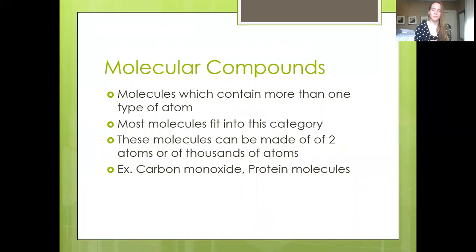Molecular compounds then are molecules that contain more than just one type of atom, so more than just one element. Most molecules will fit into this category. Sometimes they might only be made of 2 atoms and 2 elements, like carbon monoxide is just a carbon and an oxygen, or sometimes they are thousands of different atoms, like protein molecules.